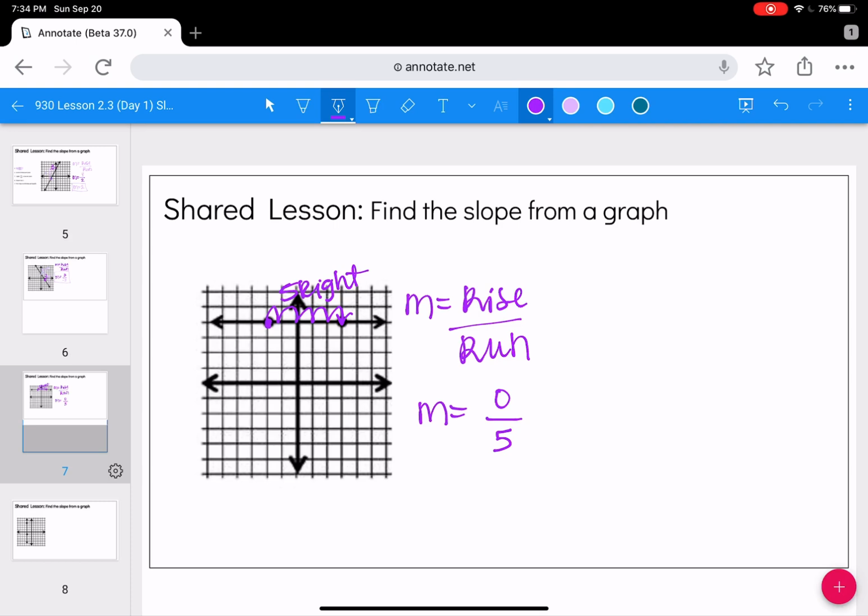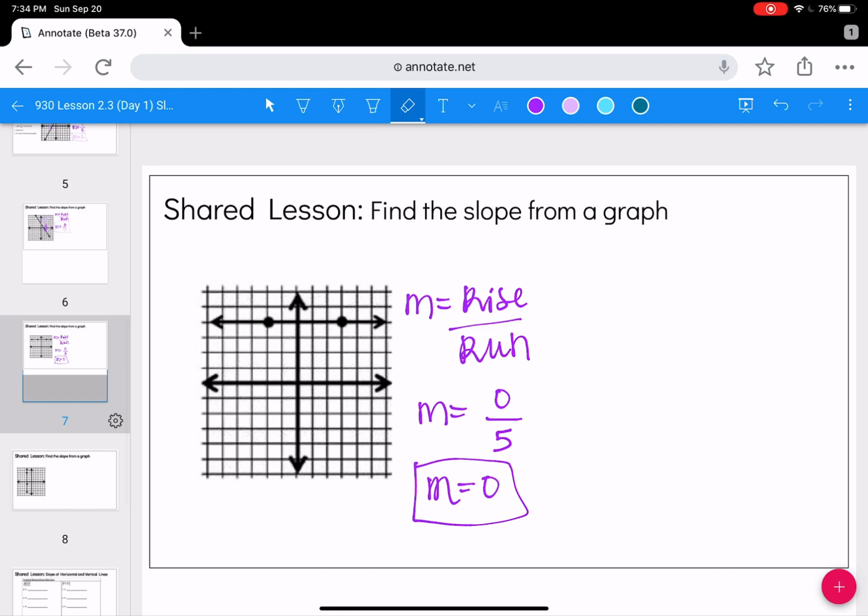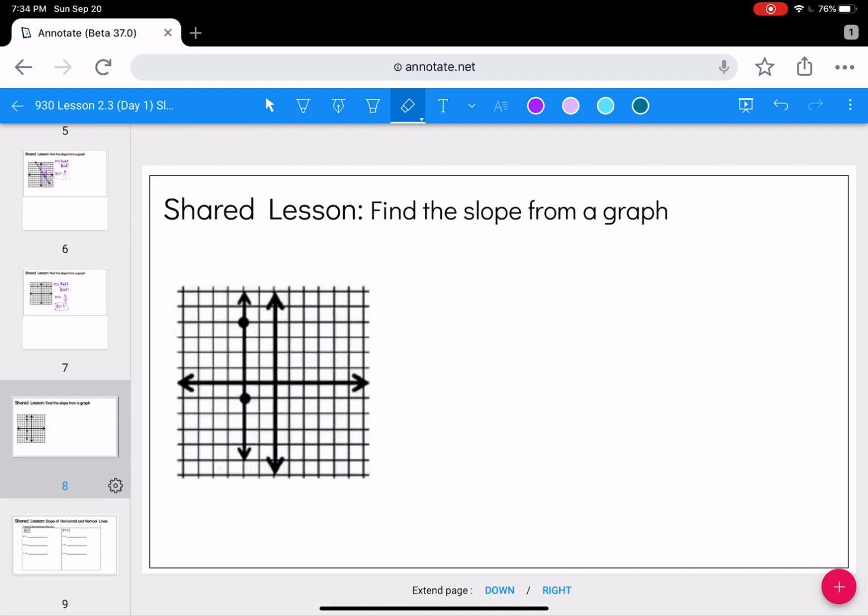Now, m is equal to 0 divided by 5. I know that if 0 is in my numerator, it is okay, which makes this have a slope of 0. Anytime you have a horizontal line, you guys can see here, this is a horizontal line, you have a slope of 0. And you can see when we use rise over run, you get 0 divided by 5, and then you get that slope of 0.